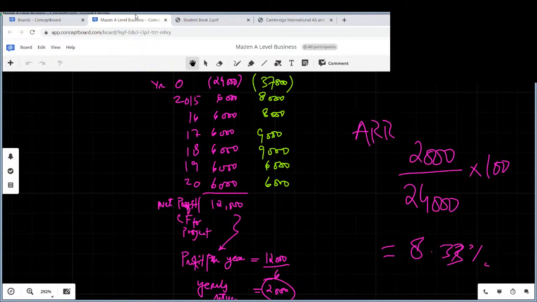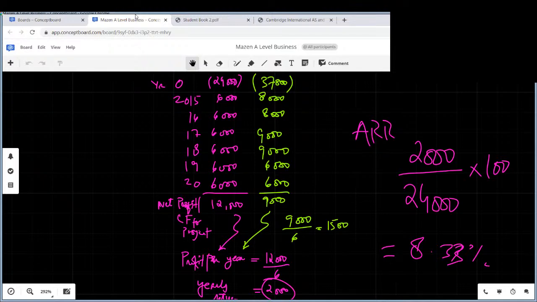So total net profit of this project will be 9,000. 46 minus 37 will be 9,000. This is total profit over the life of the project. So then I will have to convert this 9,000 into profit per year. So it will become 9,000 divided by 6, which will be equal to 1,500. So my yearly return on this project is 1,500. Are you following me?